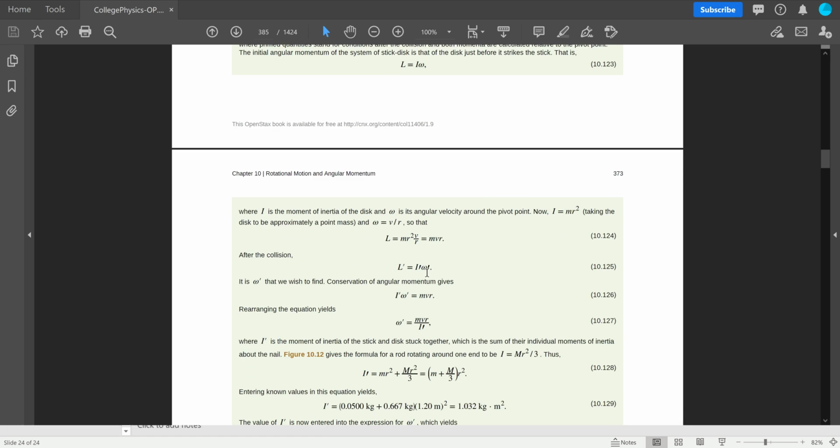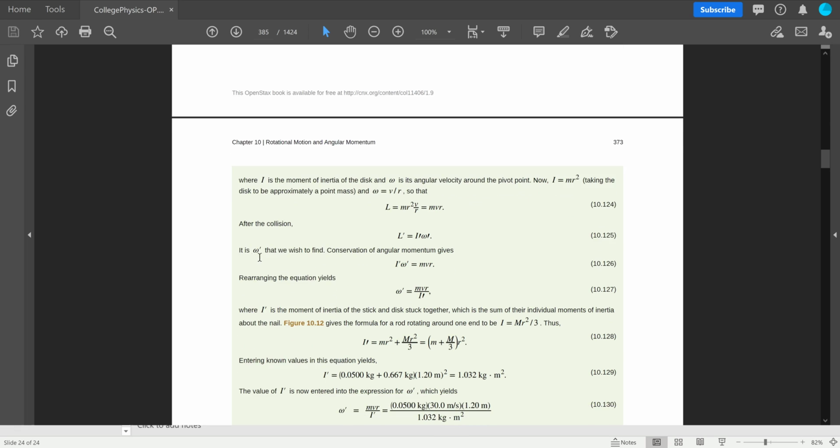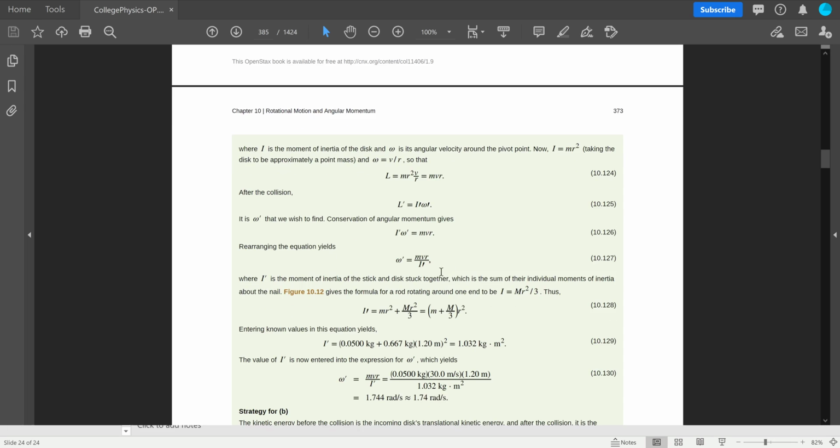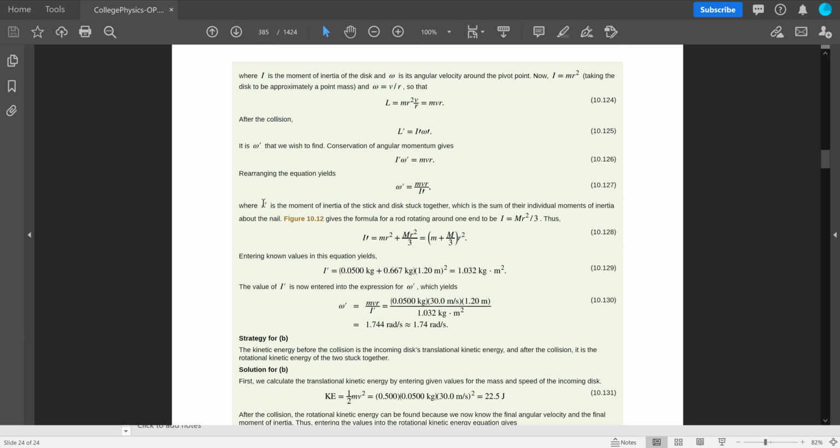And after the collision, we have L prime is equal to I prime omega prime. So it is omega prime that we wish to find here. So we just simply solve for it right there. And we know that after the collision it's going to be mvr. Where I prime is the moment of inertia of the stick and the disc stuck together, which is the sum of their individual moments of inertia about the nail.